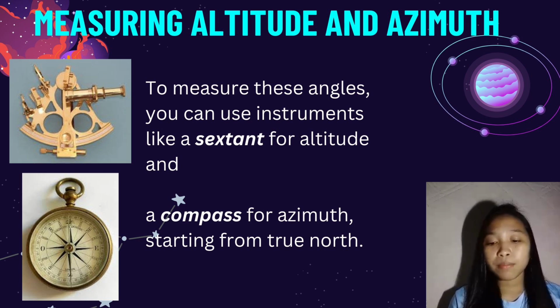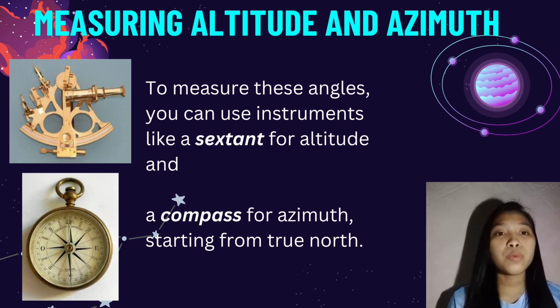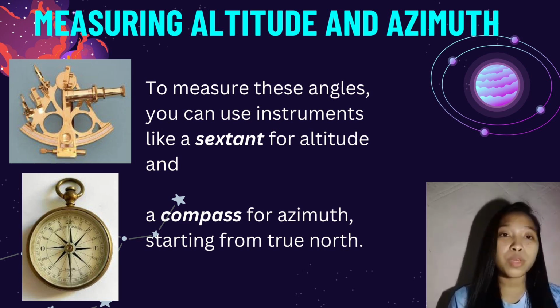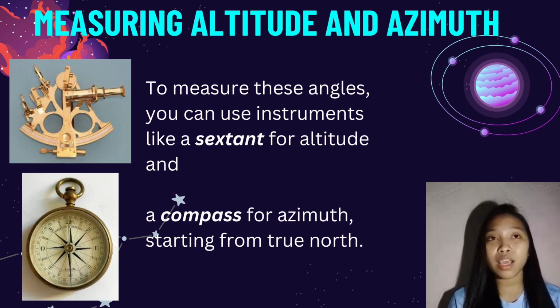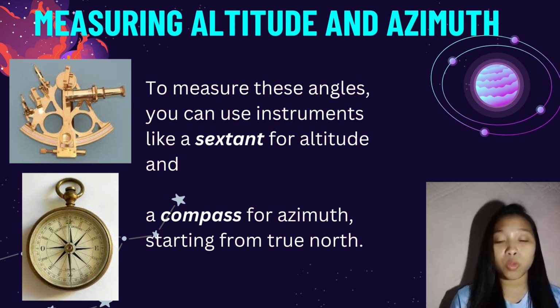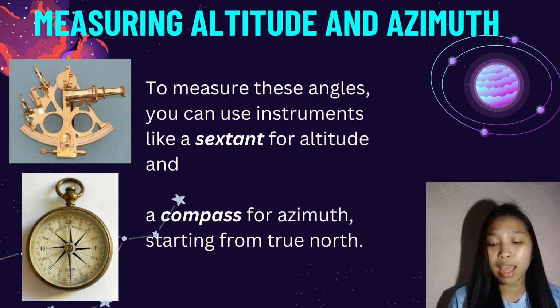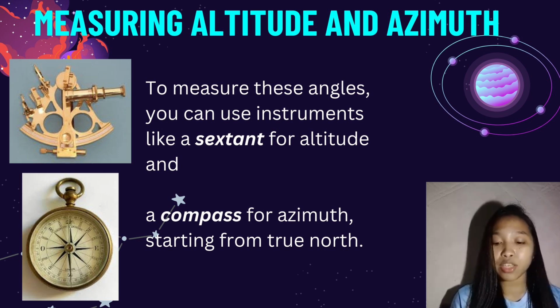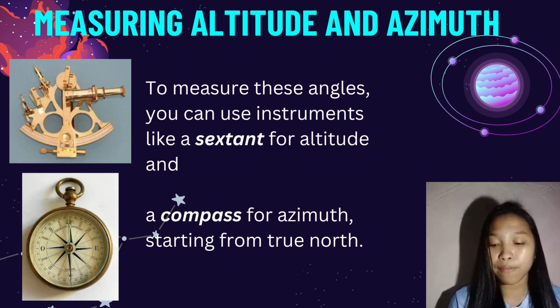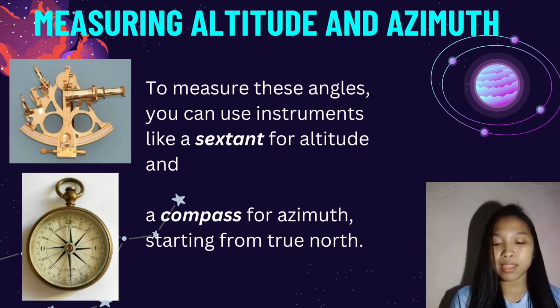When we measure the altitude and azimuth, we will use two instruments: a sextant and a compass. When we measure altitude, like we said before, the altitude is the angle between a celestial object and the observer's local horizon. It ranges from 0 degrees at the horizon to 90 degrees directly overhead. So we can measure this by using the sextant for precise angle measurements.